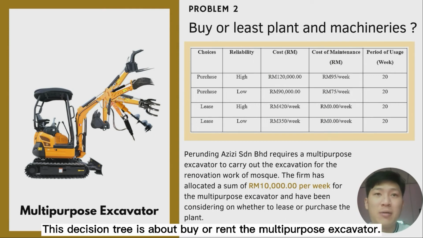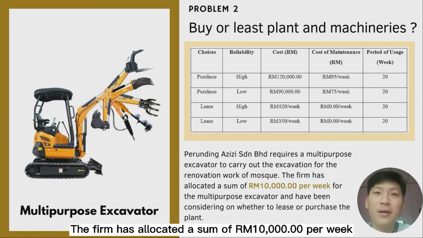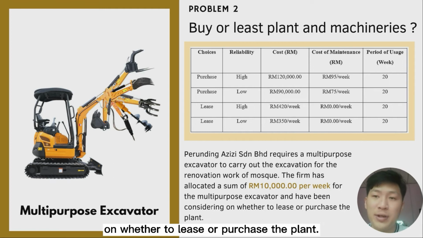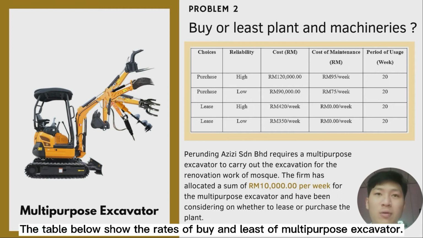Now, I'll discuss the decision tree used by IZZA for problem 2. This decision tree is about buying or renting the multipurpose excavator. The firm has allocated a sum of 10,000 ringgit per week for the multipurpose excavator and has been considering whether to lease or purchase the plant. The table shows below the rates of buying and leasing the multipurpose excavator.